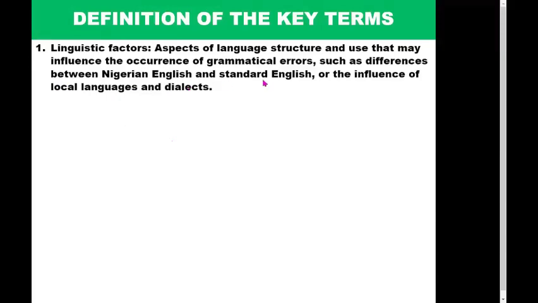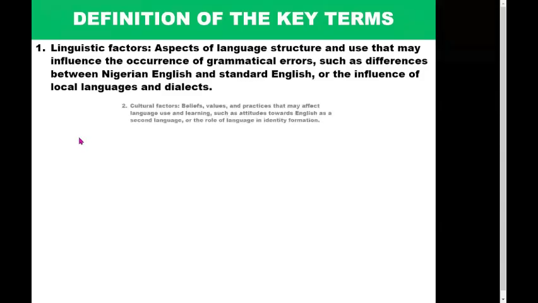One, linguistic factors: aspects of language structure and use that may influence the occurrence of grammatical errors, such as differences between Nigerian English and Standard English, or the influence of local languages and dialects. That is what is meant by linguistic factors. Of course, in the course of the previous discussion, we have mentioned linguistic factors. So it is important for everyone, the ordinary man, the layman, if you like, to understand these terms.